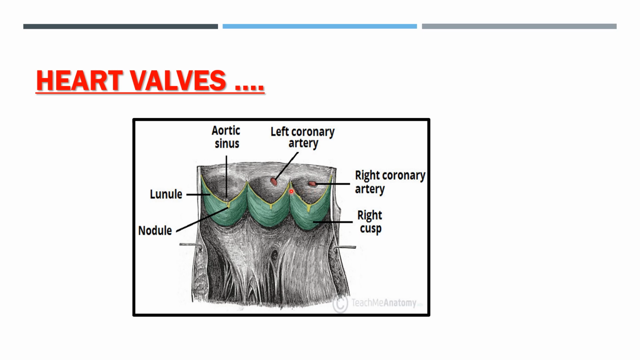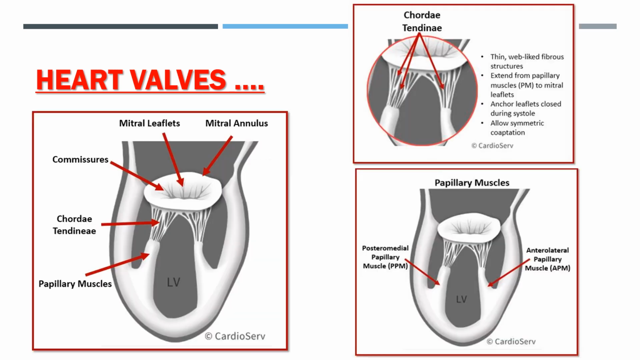And if you see the valve anatomy, you can see that there are cusps of the valves, and there are small muscle-like projections inside the ventricles. These muscles are connected to the valve leaflets by means of thread-like fibers. These fibers are known as chordae tendineae, and those muscles are known as papillary muscles.